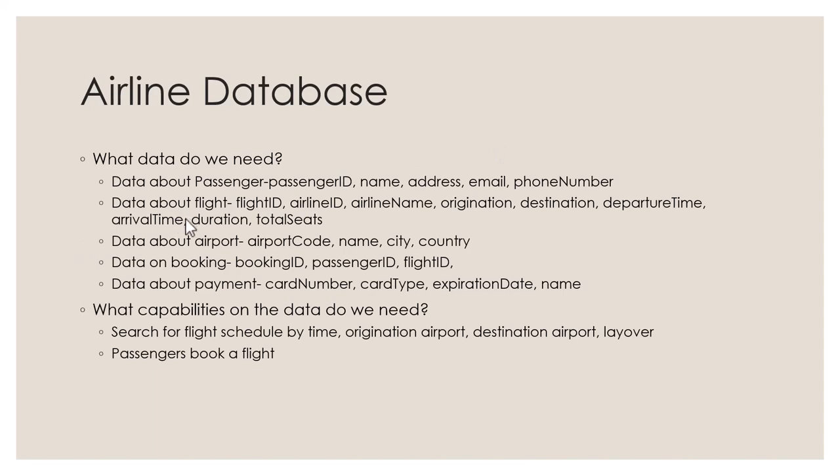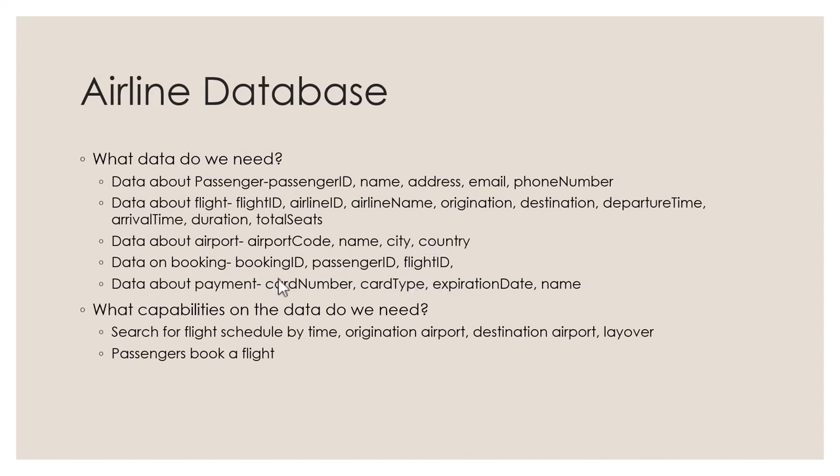Okay, we also have data on flights. So flight ID, which airline name, origination airport and destination airport, the departure time, arrival time, duration of the flight, which could be computed using these two attributes, and then total seats on this flight. And data about each airport, which should have airport code, name of the airport, which city and which country. Data on booking, we have booking ID, passenger ID, and flight ID.